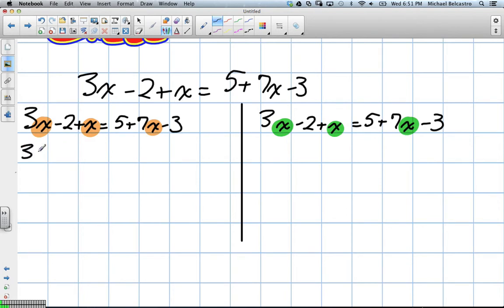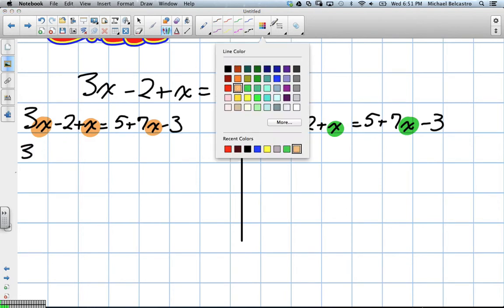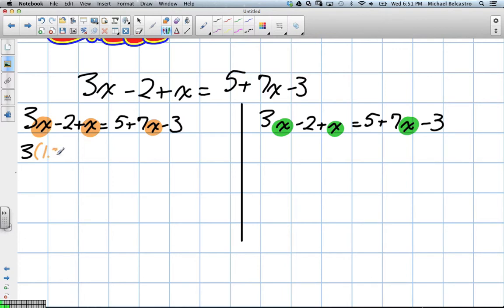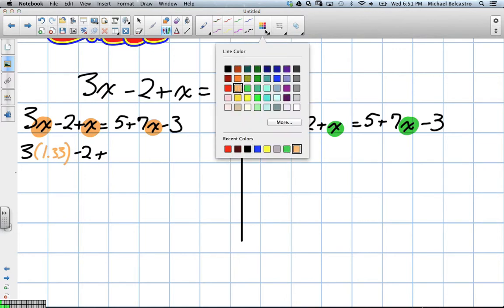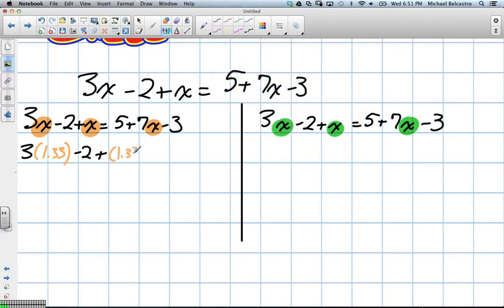Okay, so I know it's getting a little confusing here because we split them, but here's the idea. In this one, we have 3 times 1.33, right? That was the value we had, minus 2 plus 1.33 is equal to 5 plus 7 times 1.33 minus 3. I'm going to deal with this all first. Remember, the goal is to get the left side to equal the right side.